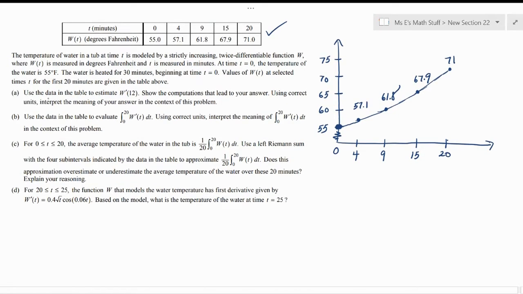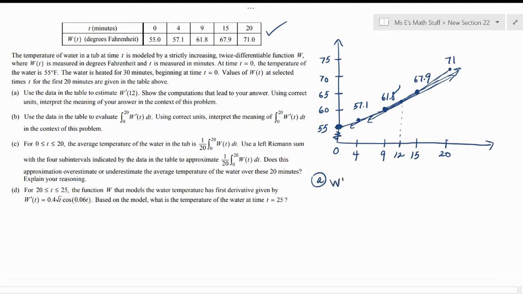So here's a graph. Now we're reading part A. Use the data in the table to estimate W prime of 12. Well, 12 is smack in the middle of 9 and 15. And so W prime, we all know, means the slope of the tangent line, which would maybe look like that. I don't know, since I don't know exactly what the function looks like. But I hope it makes sense if you grab the data points on either side and do the slope of that secant line between those 2 points, that you probably have something pretty close to the slope of the tangent line at 12. And that's what I'd recommend for part A.